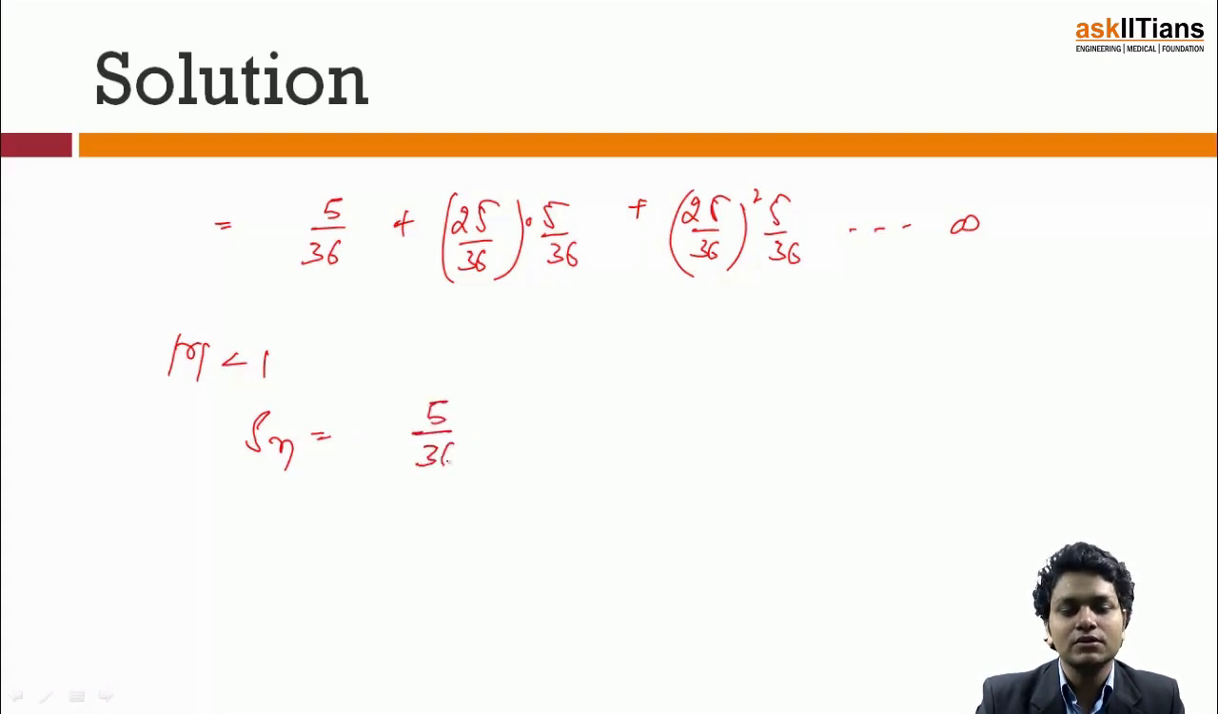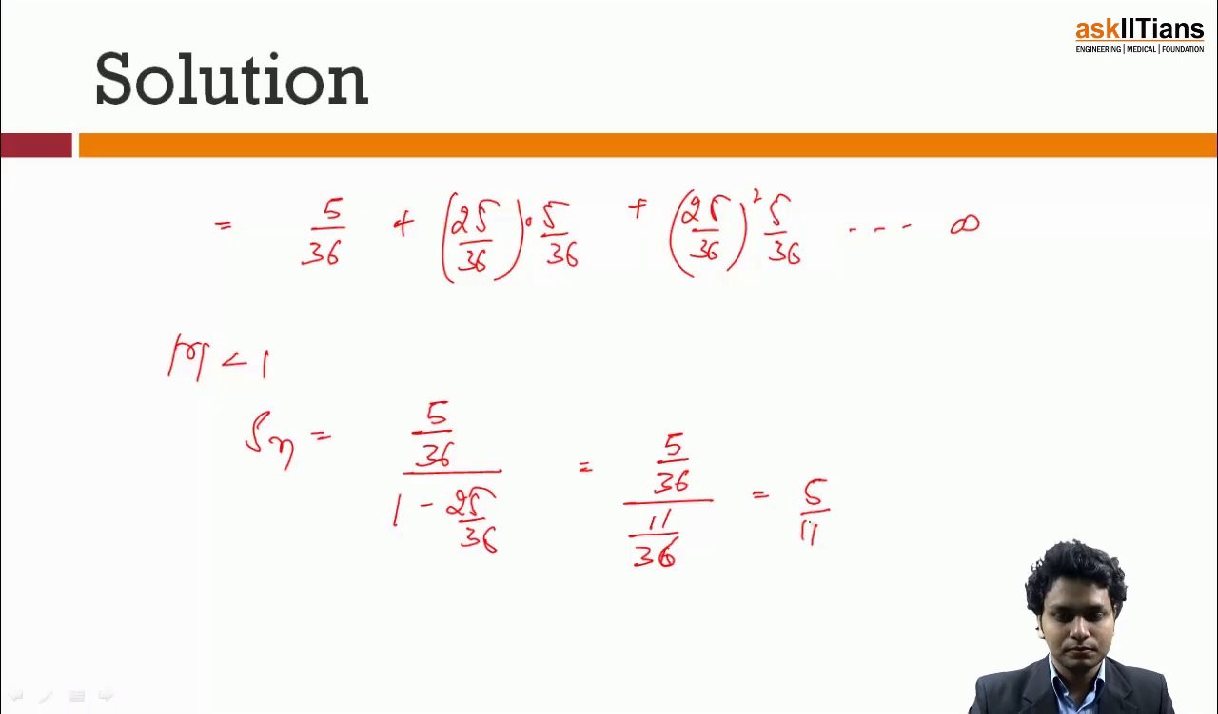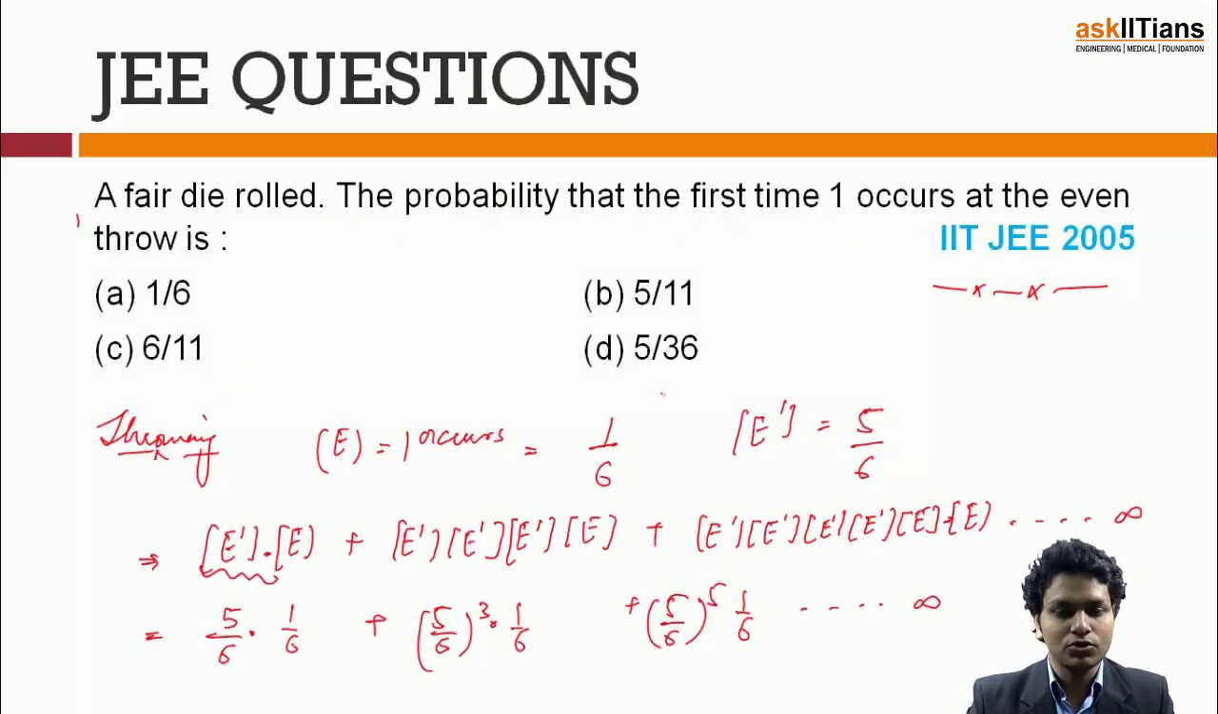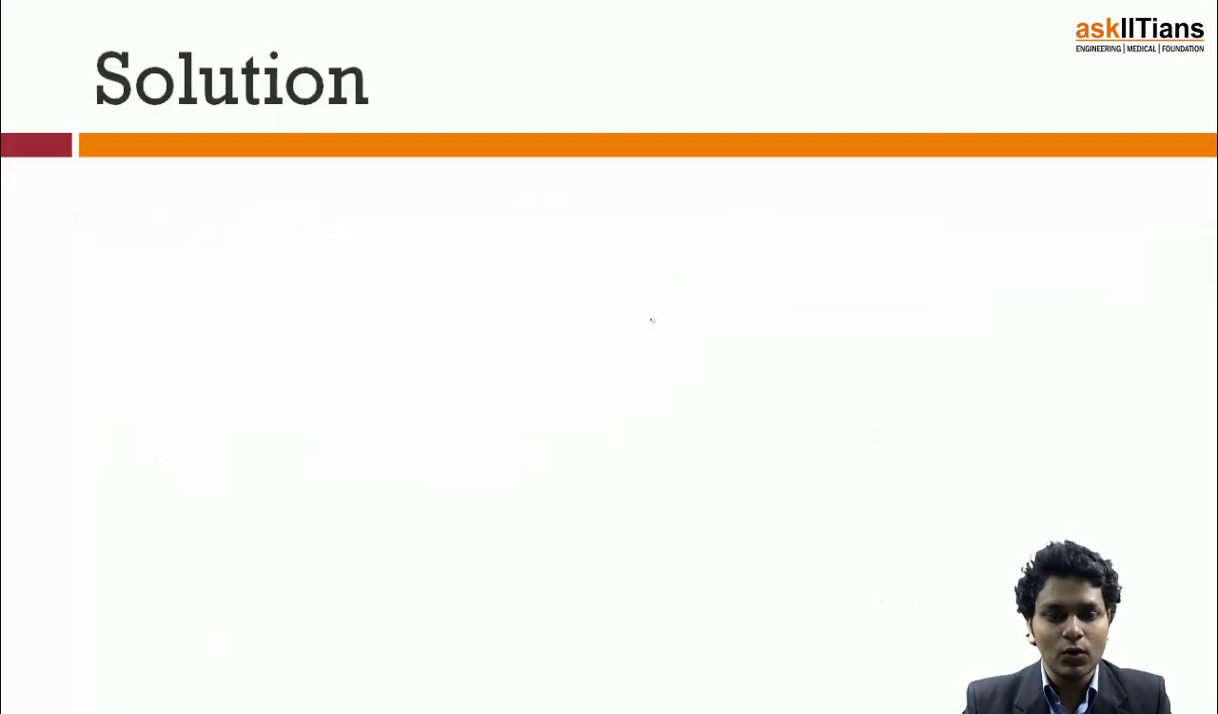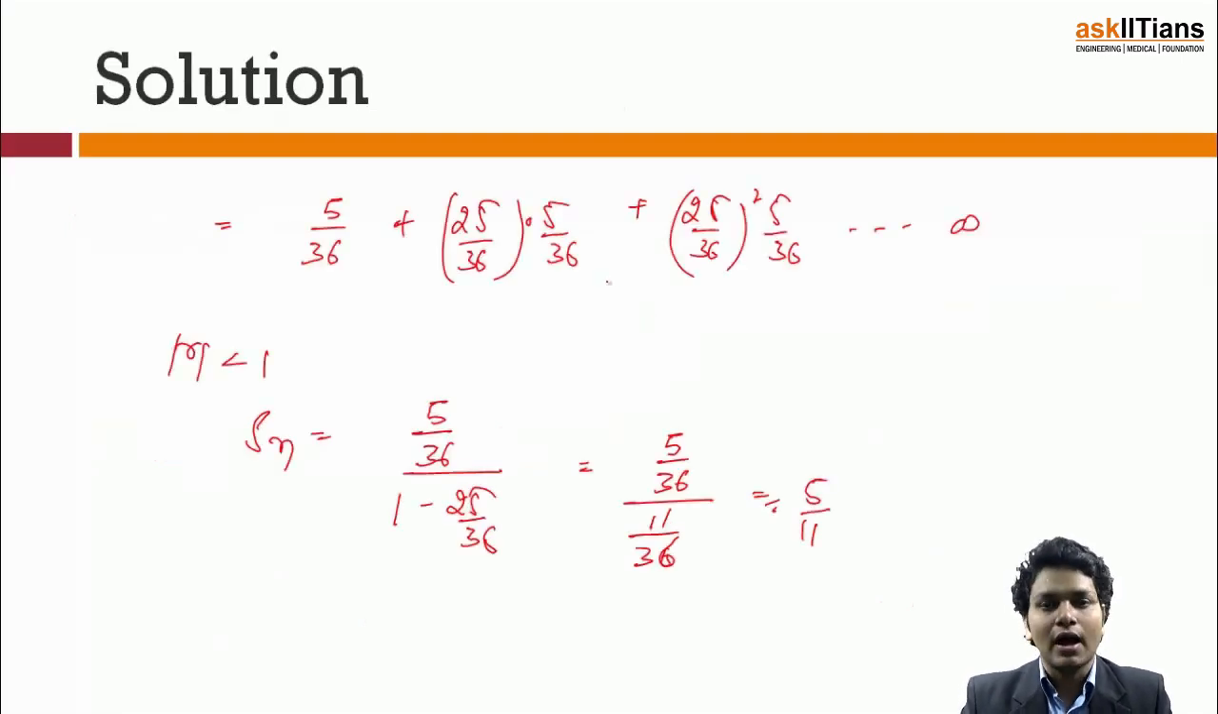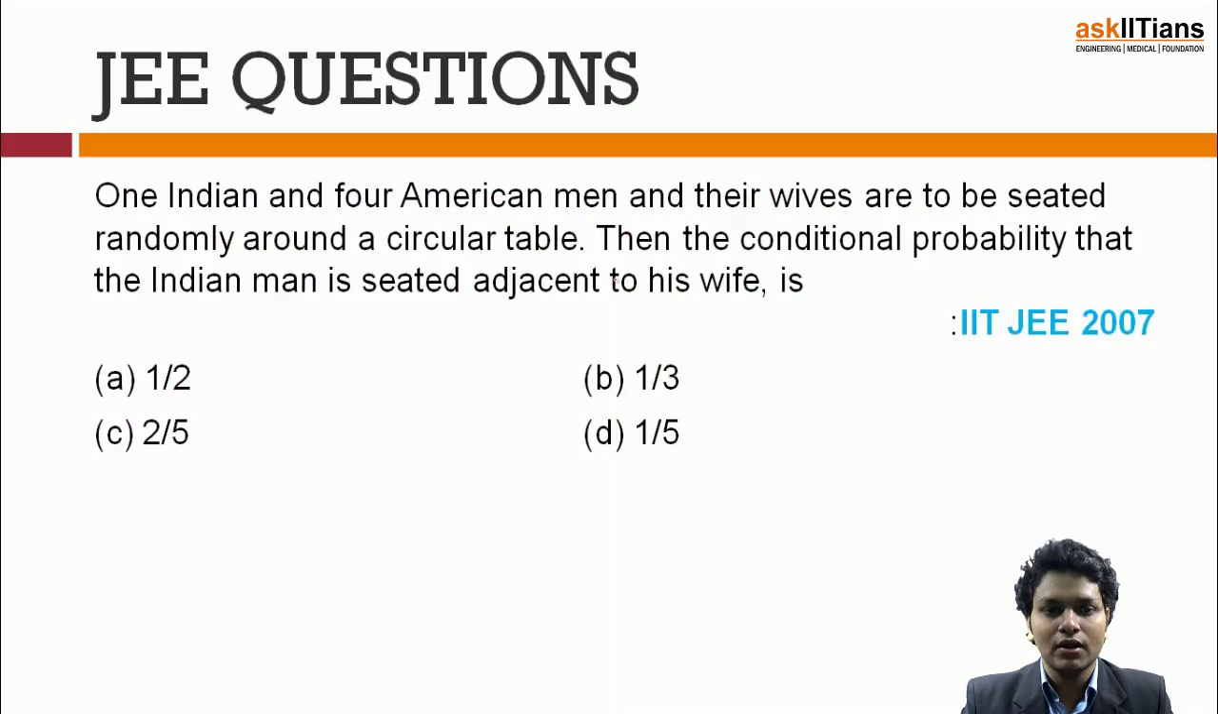nothing but 5 by 36 upon 1 minus 25 by 36. So this will be nothing but 5 by 36 upon 11 by 36. Hence the final answer is going to be 5 over 11, and the correct option is option number B. See, this was one of the fantastic questions in which if you can understand the language, you can break the code, and understanding is the only criterion for doing a JEE question.